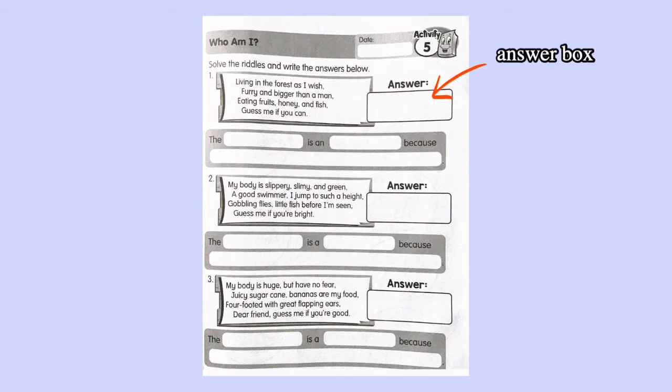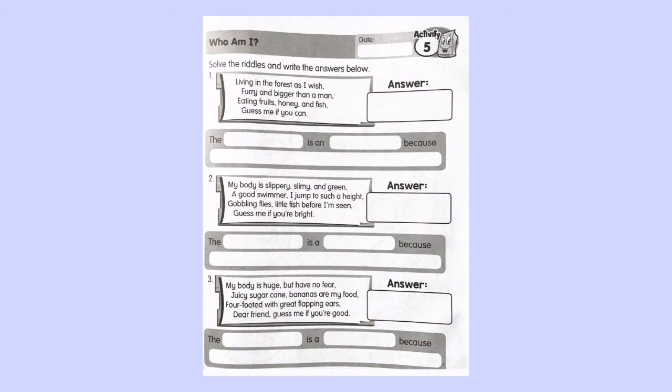Okay, I give you an example. Number one, living in the forest as I wish. Furry and bigger than a man. Eating fruits, honey and fish. Guess me if you can. Can you guess what is the name of this animal that can eat fruits, honey, and also fish?